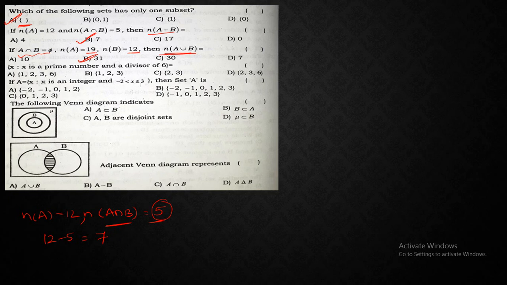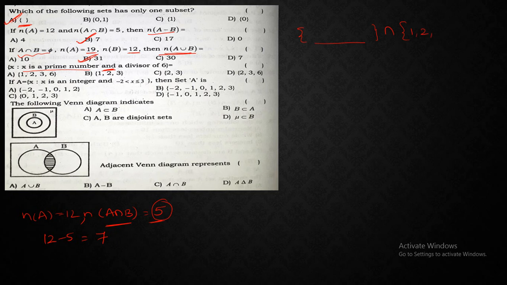Next, x such that x is a prime number and a divisor of 6. So what is he asking? First of all, here the 'and' condition is there, no? So what do you know by 'and'? 'And' means intersection. First statement you read: x is a prime number and a divisor of 6. So first of all we will be considering prime numbers in this set and divisors of 6 in this set.